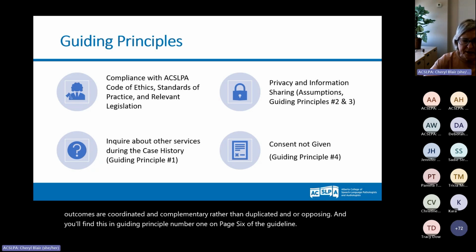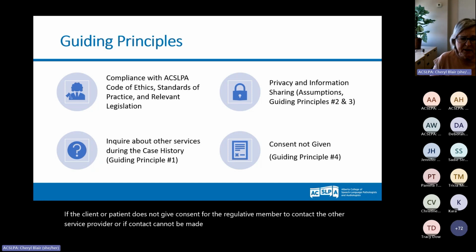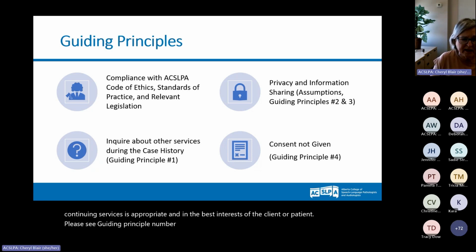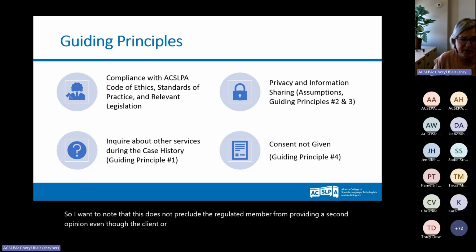If the client or patient does not give consent for the regulated member to contact the other service provider, or if contact cannot be made, the regulated member needs to determine if continuing services is appropriate and in the best interest of the client or patient. Please see Guiding Principle number 4 on page 6 of the guideline on concurrent practice. So I want to note that this does not preclude the regulated member from providing a second opinion, even though the client or patient is under the care of another regulated member.